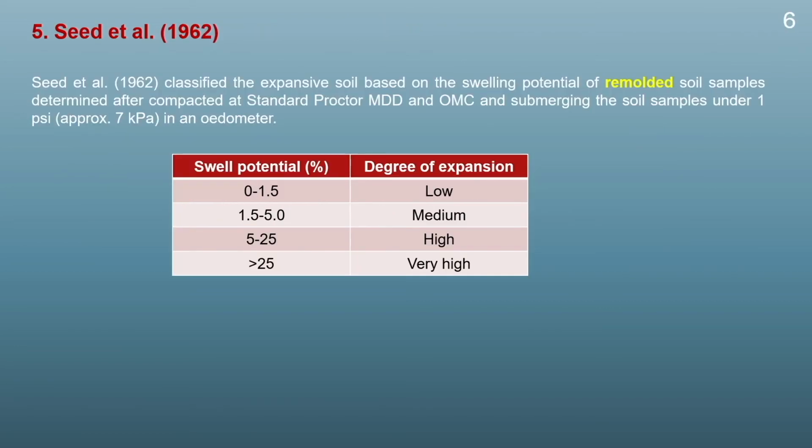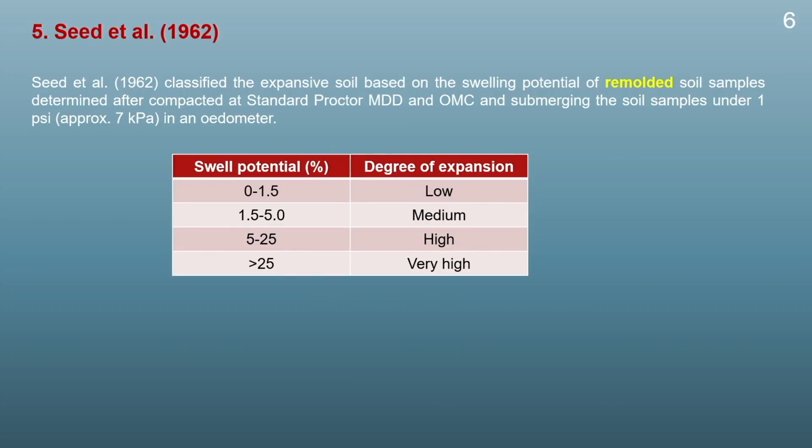The next method which is also widely used is given by Seed et al. Seed et al.'s method classified the expansive soil based on the swelling potential of remolded soil which is compacted at standard Proctor MDD and OMC and submerged in water under a load of 1 psi, that is 7 kPa, in an odometer. Based on this test result, the swelling potential which we can get can be linked with the degree of expansion.